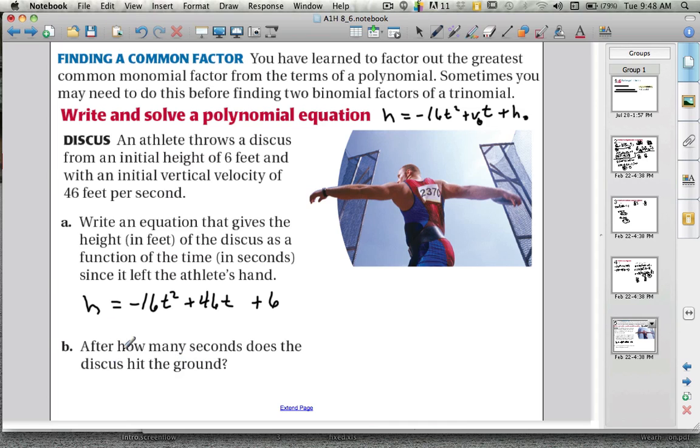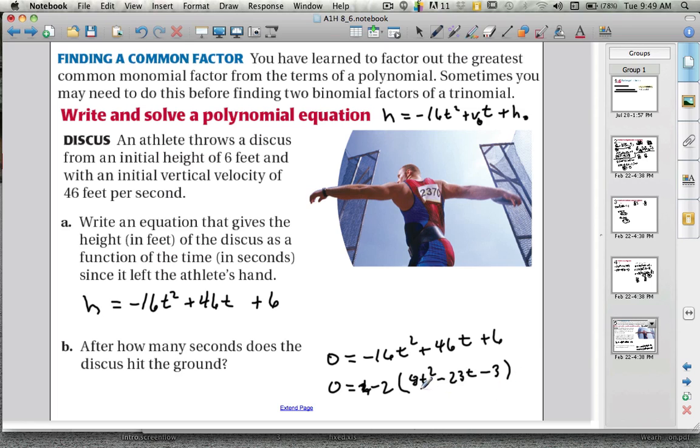Okay, after how many seconds does the discus hit the ground? Well, it hits the ground when it's at height 0. So I'm setting the height to be 0: -16t squared plus 46t plus 6. And you can see that I could factor a 2 out of everything. In fact, I'm going to factor out a -2 because I want a positive leading coefficient. So then this is going to be 8t squared, minus 23t, minus 3.